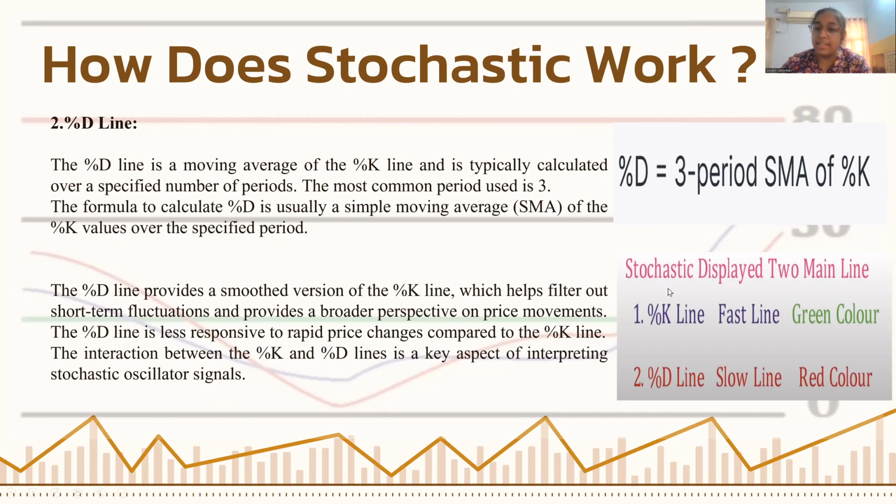Now, the stochastic oscillator signals are displayed by two main lines. The first is the %K line and the second is the %D line. The %K line is also known as the fast line as it is quite rapid to fluctuations and is generally denoted by green color, followed by the %D line, which is a slow line as it is less responsive to fluctuations and is generally denoted by red color. The colors may change.